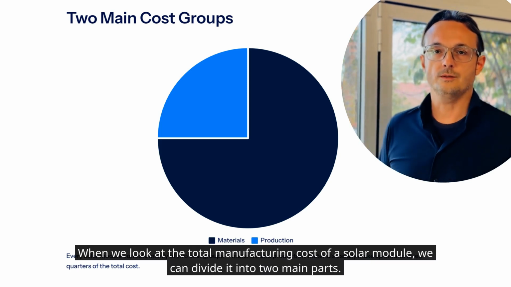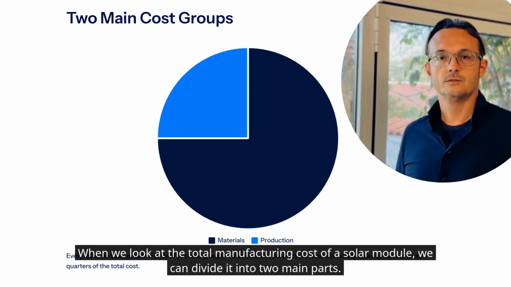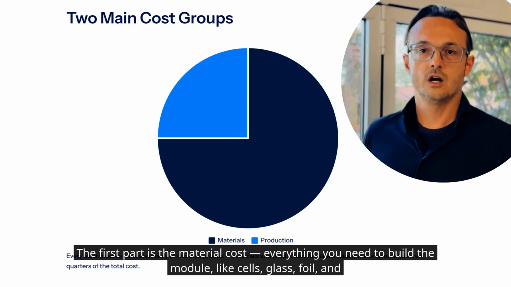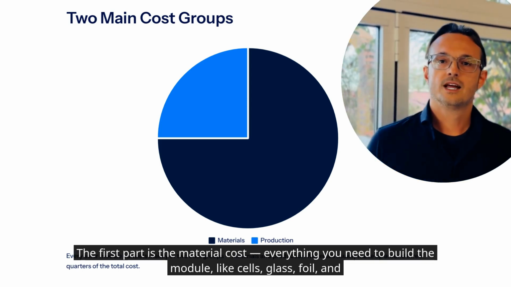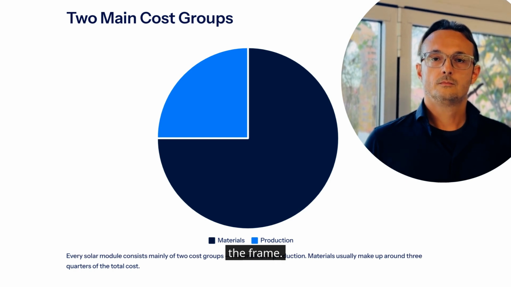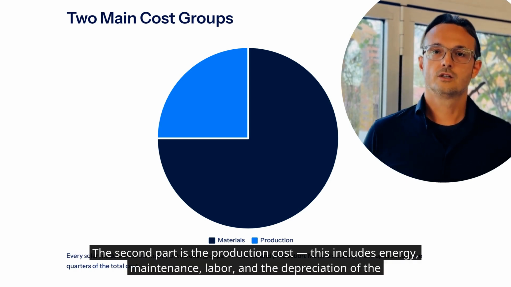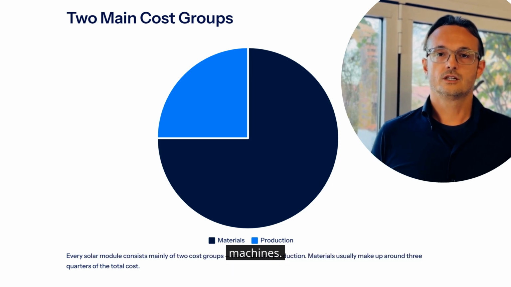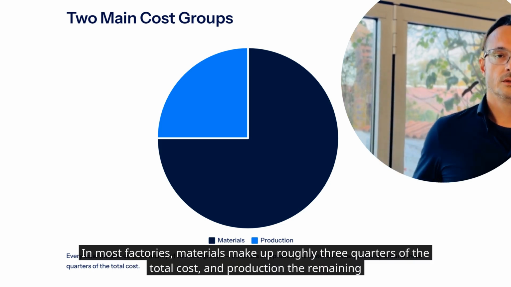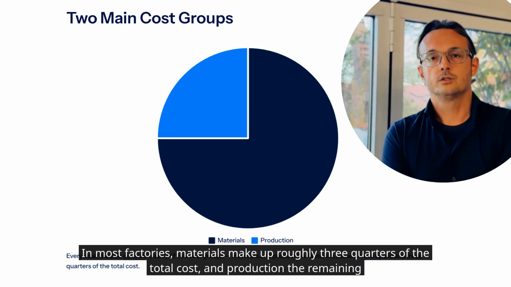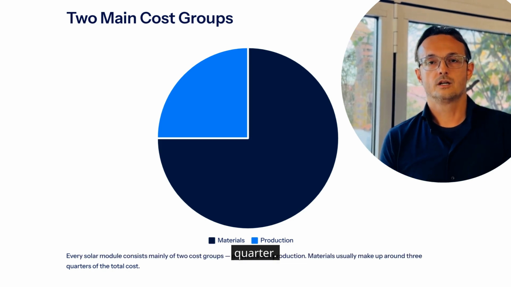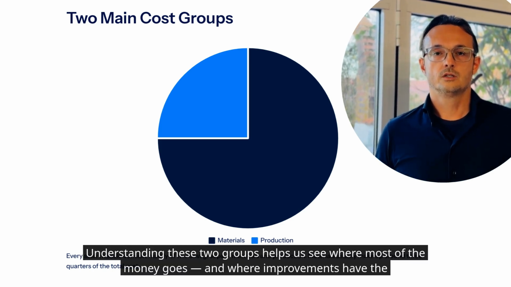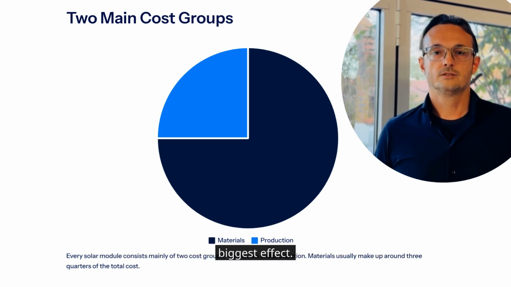When we look at the total manufacturing cost of a solar module, we can divide it into two main parts. The first part is the material cost, everything you need to build the module, like cells, glass, foil, and the frame. The second part is the production cost. This includes energy, maintenance, labor, and the depreciation of the machines. In most factories, materials make up roughly 3/4 of the total cost and production the remaining quarter. Understanding these two groups helps us see where most of the money goes and where improvements have the biggest effect.